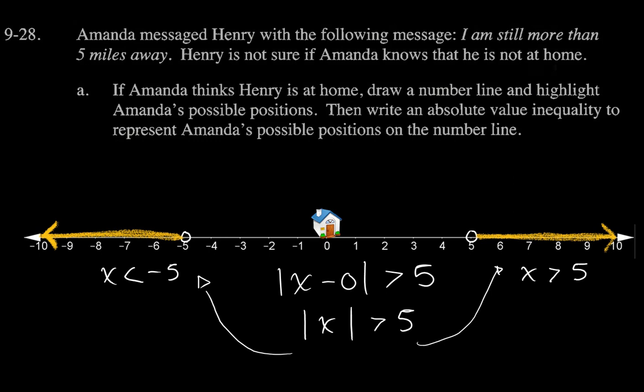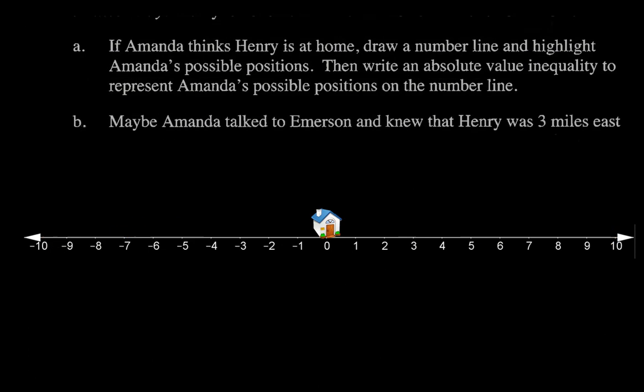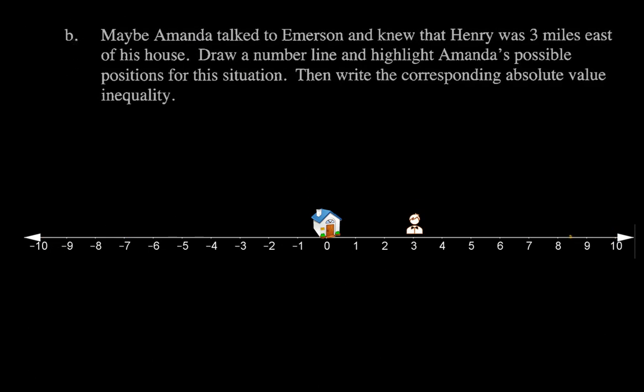So let's go on to part B, and it reads, okay, so that was if Henry was at his house, if that's what she thought. But part B says, maybe Amanda talked to Emerson. Oh, maybe those two had information. So maybe Amanda talked to Emerson and knew that Henry was 3 miles east of his house. Okay. Draw a number line and highlight Amanda's possible positions for this situation. Then write the corresponding absolute value inequality.